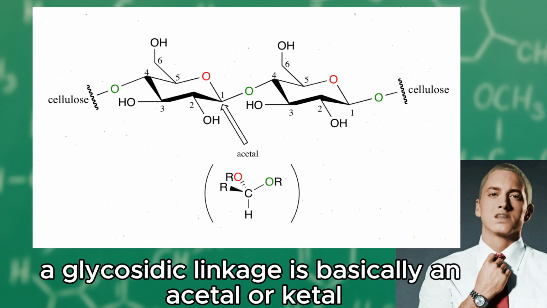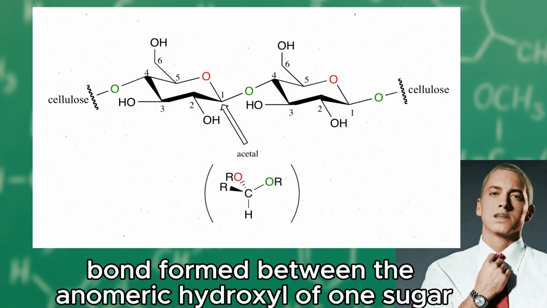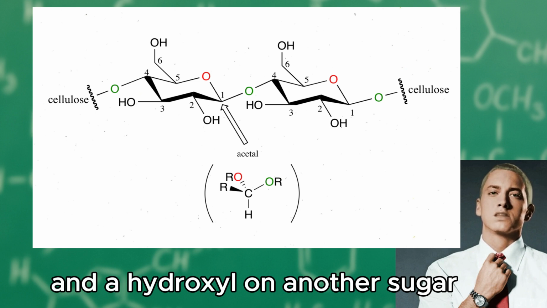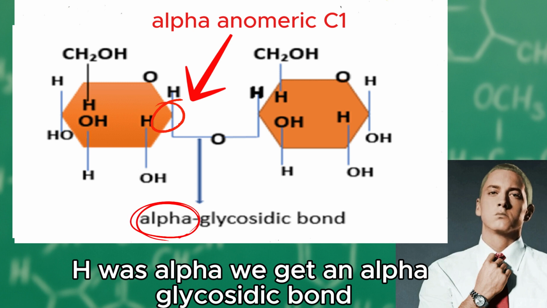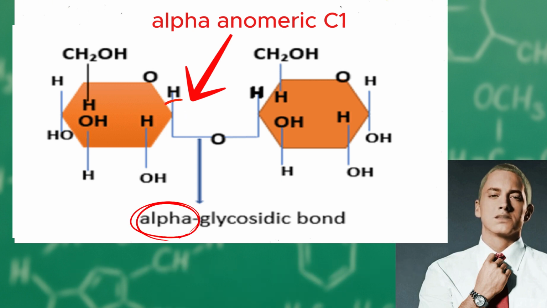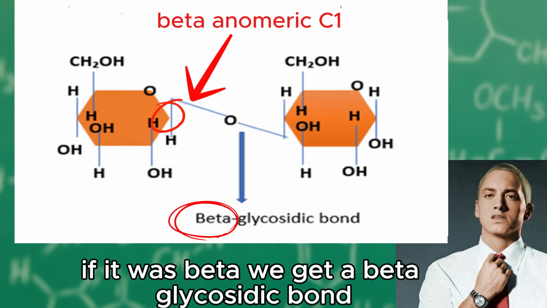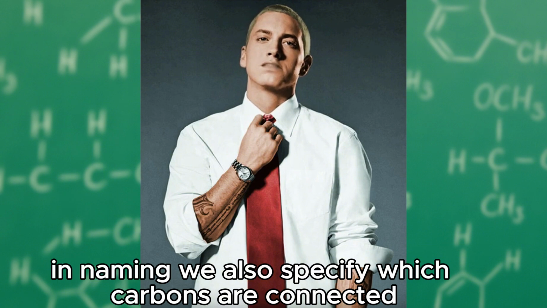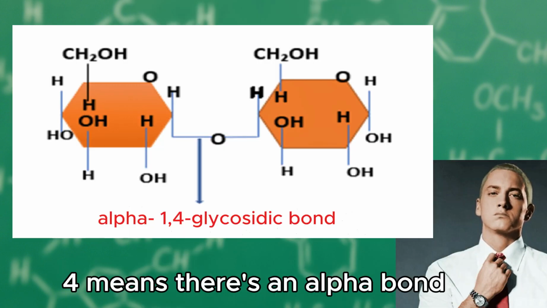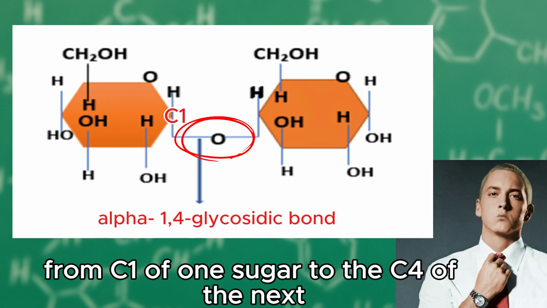A glycosidic linkage is basically an acetal or ketal bond formed between the anomeric hydroxyl of one sugar and a hydroxyl on another sugar or another compound. If the anomeric OH was alpha, we get an alpha glycosidic bond. If it was beta, we get a beta glycosidic bond. In naming, we also specify which carbons are connected. For example, alpha 1,4 means there's an alpha bond from C1 of one sugar to the C4 of the next.